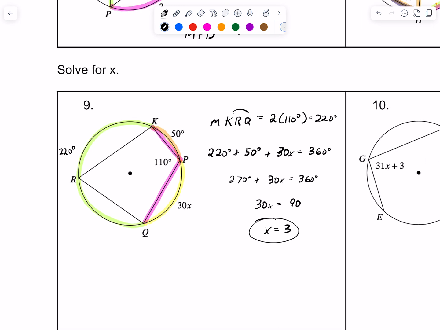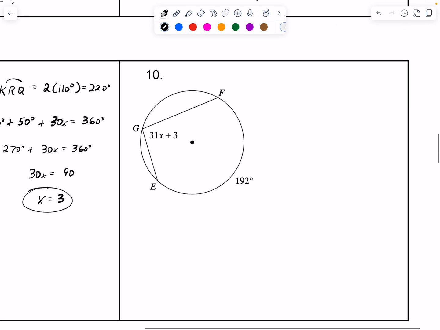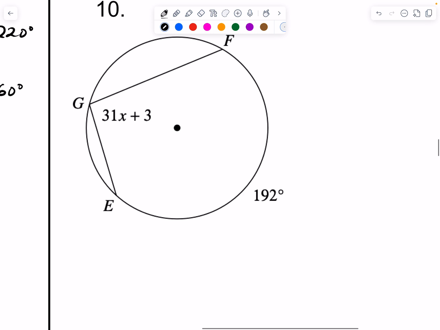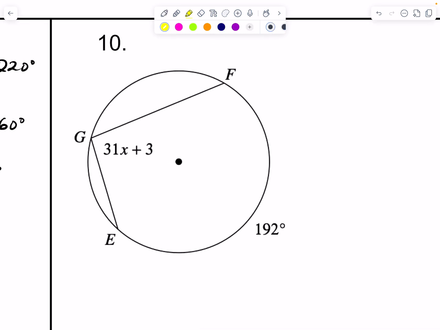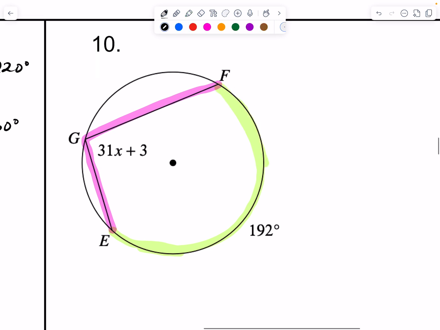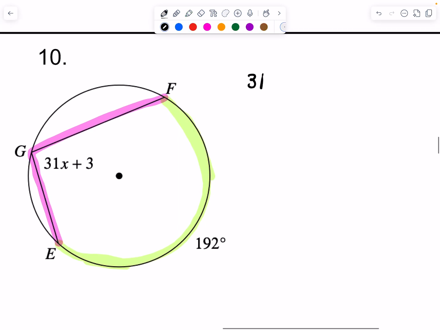All right, less colors there. I think that was a little bit easier to see. Let's try 10. This one I think is more straightforward. You're given the inscribed angle FGE, the intercepted arc they're also giving us, and the relationship between those is going to be that if I take my inscribed angle and multiply it by 2, that should be equal to the measure of that intercepted arc, or 192 degrees. Now, if you wanted to, you could distribute that 2 and write 62x plus 6 equals 192 degrees.